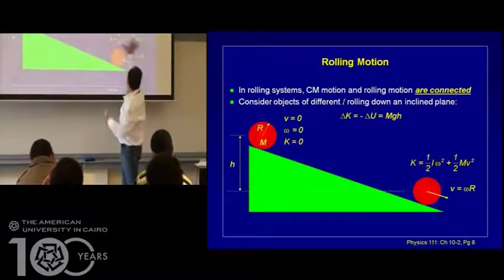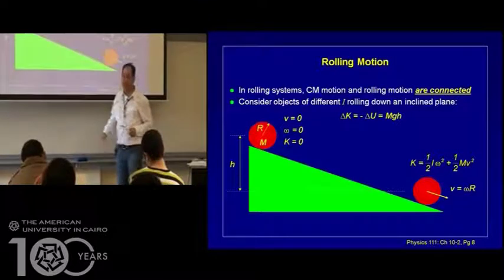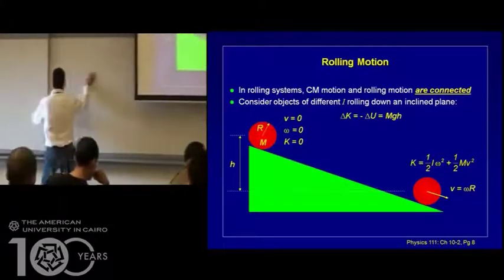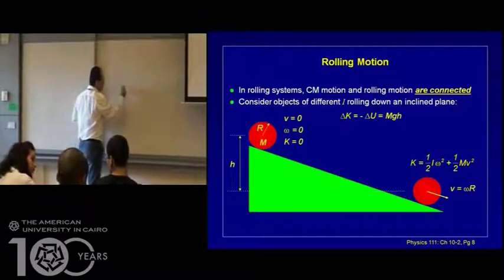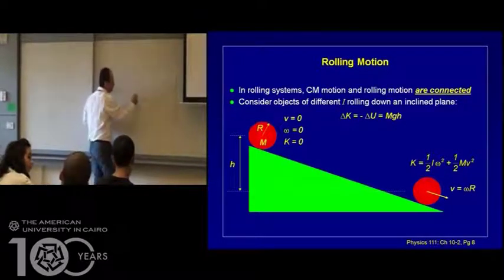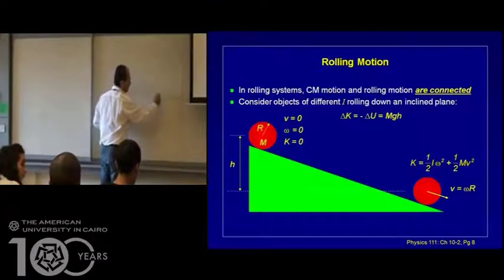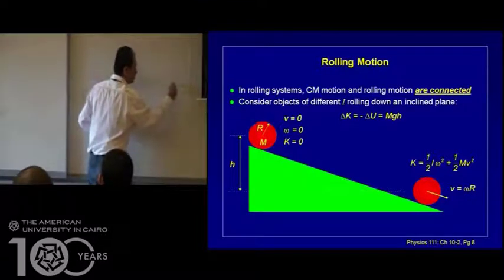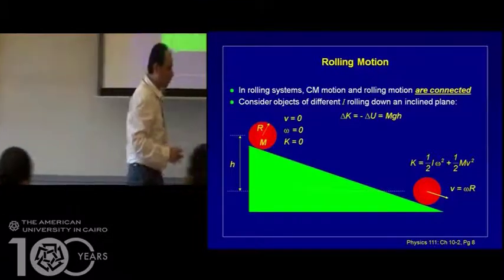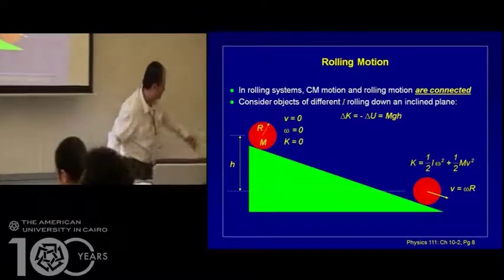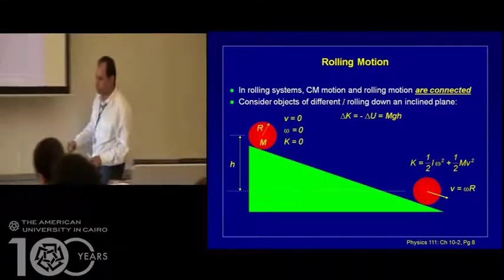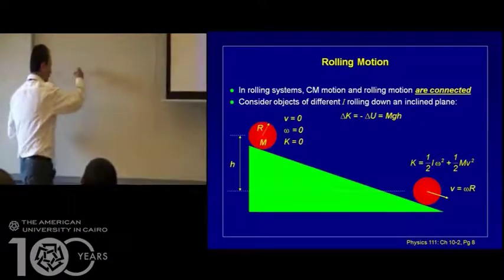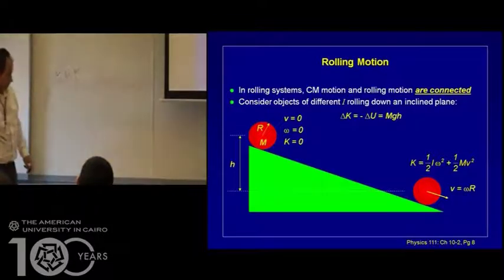The mgh is equated to all of that. Then look at this. I'm going to write that equation on the board. mgh will equal half I omega squared plus half m v squared. Look at that equation. How many unknowns do we have? We know the mass, we know the height, we know, of course, g. How many unknowns do we have?